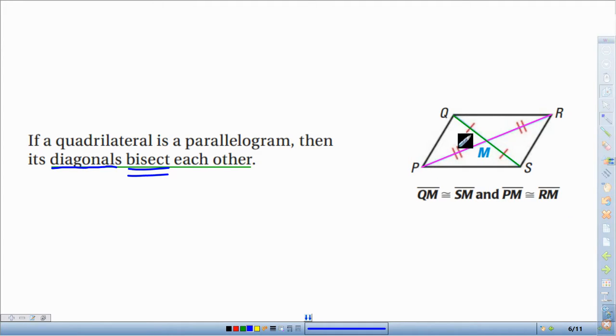It's also being bisected, cut into two congruent halves, which, by the way, is what these little things say down here. Okay, so diagonals are bisected.